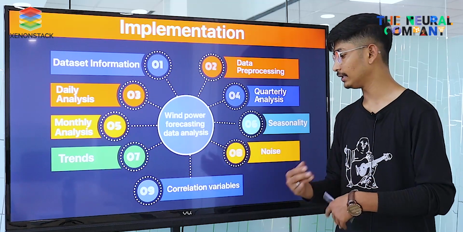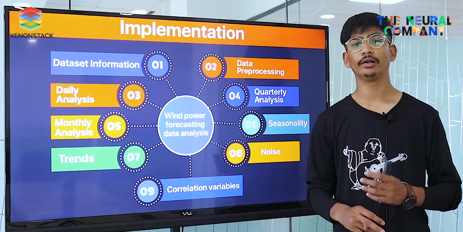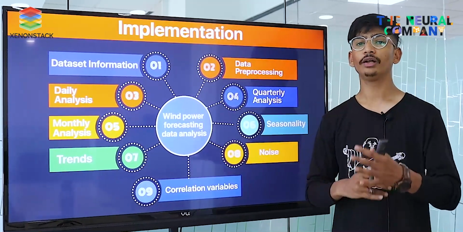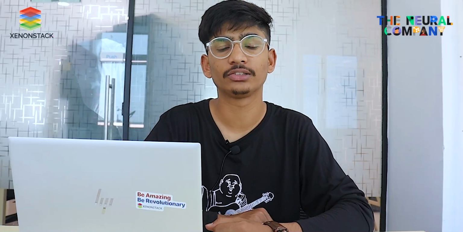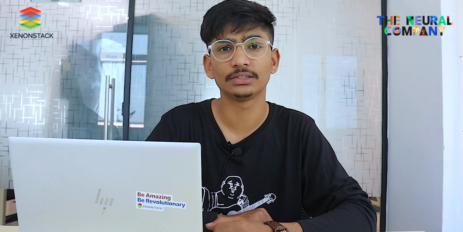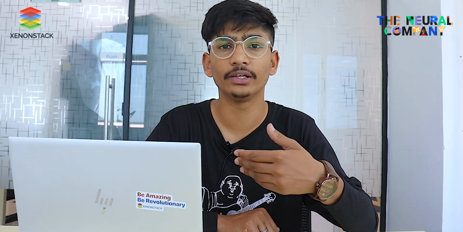So I have performed this analysis using correlation variation, and using these steps I have done my analysis on the wind forecasting dataset. Now let's talk about the advantages of time series analysis. First, it can identify trends and patterns in the dataset. Using time series analysis, we can identify trends, like how data is changing, and also find patterns in the dataset.